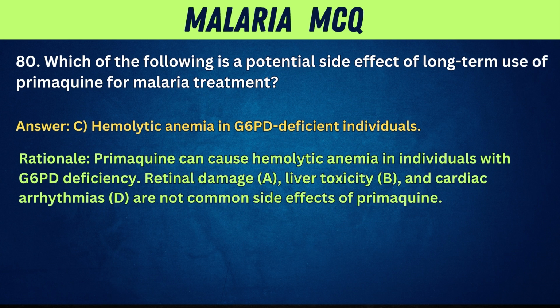Rationale: primaquine can cause hemolytic anemia in individuals with G6PD deficiency. Retinal damage, A, liver toxicity, B, and cardiac arrhythmias, D, are not common side effects of primaquine.